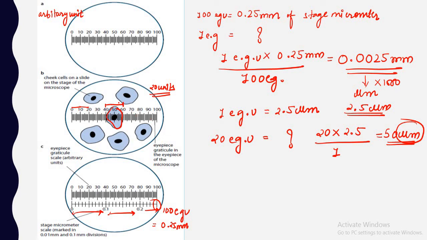Okay, then since you have your units right here for the cheek cell, which is 20 eyepiece graticule units, if one eyepiece graticule unit is 2.5, 20 will be how much? So that will be cross multiplication. Okay, so 20 into 2.5 divided by 1, which will be 50 micrometers. So your size of the cheek cell is 50 micrometers. Okay, I hope I am clear with this whole scenario of calibration, why calibration is required, and once you have calibrated it, how you can measure the cell. You just need to compare.